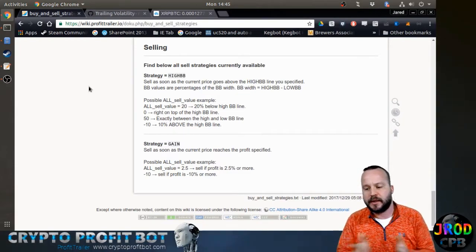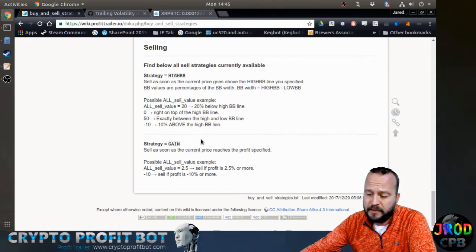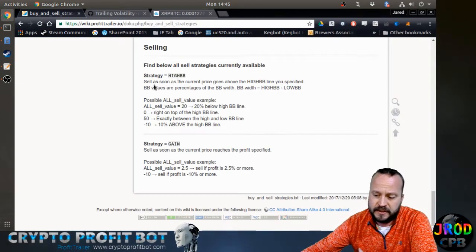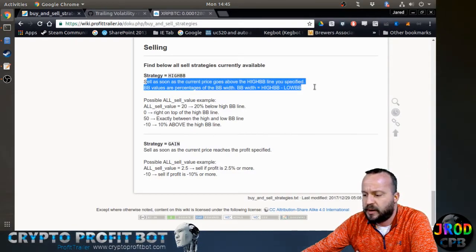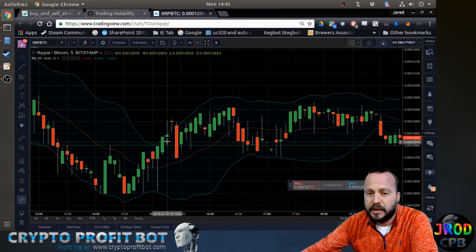All right, so there are also some selling strategies. There are only two right now: high BB and gain. The high BB is pretty simple. Well, they're both pretty simple. It says sell as soon as the current price goes above the high BB line you specified. There is also a protection for this.